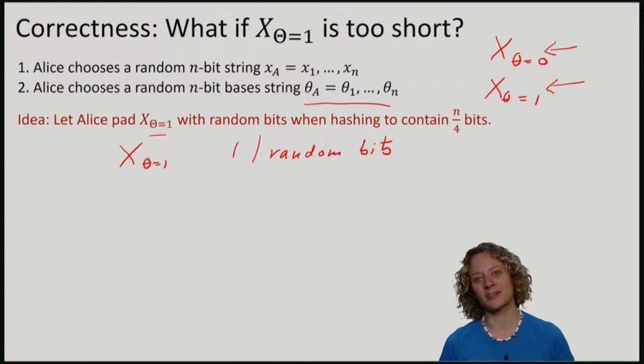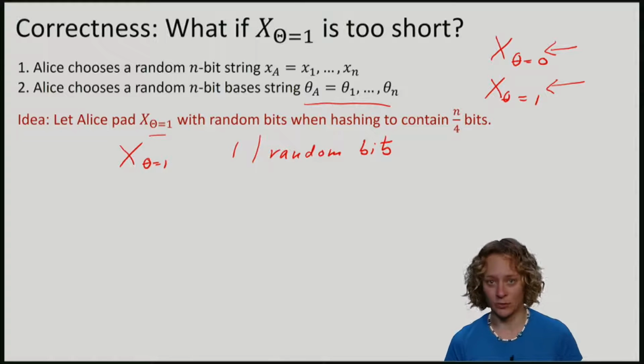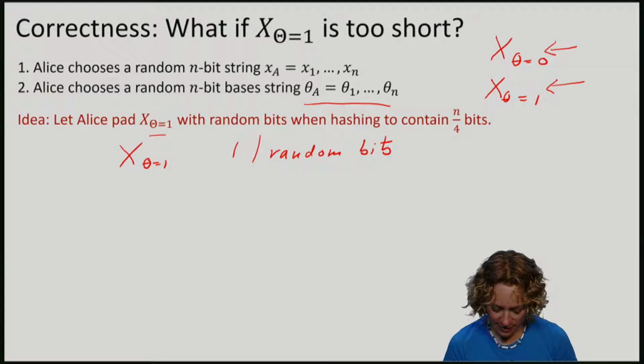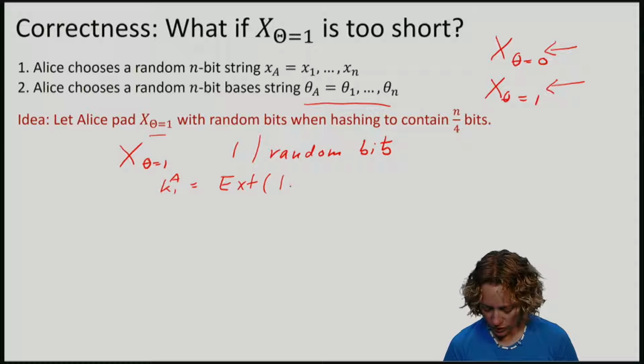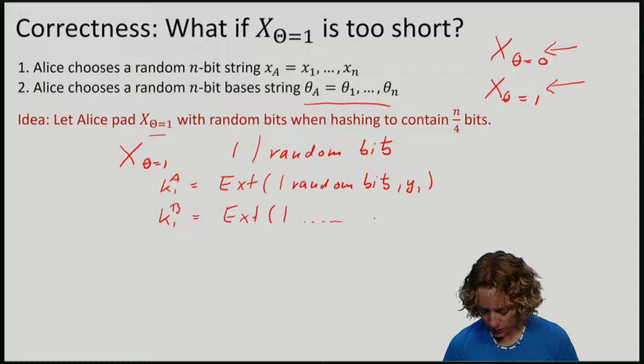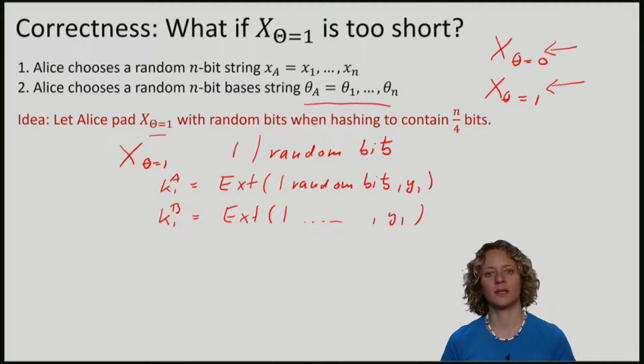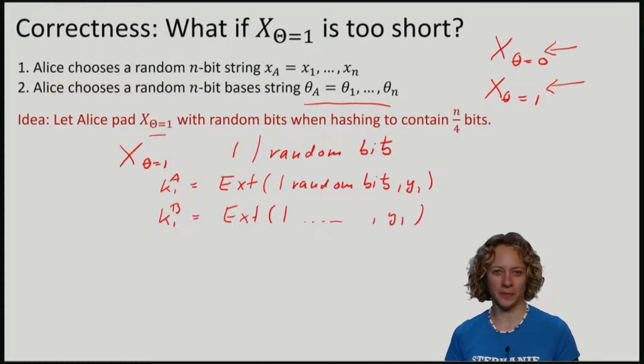Of course, we now have to ask ourselves how this would affect our protocol. Remember that what Alice does, she computes the key k1, Alice, by applying the extractor function to the string, in this case, in fact, 1 followed by the random bits, and the seed y1. Bob does a similar computation, 1 and y1. So will the protocol still be secure?